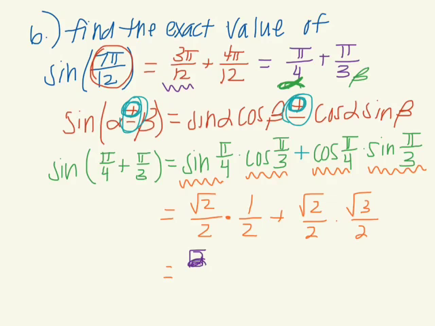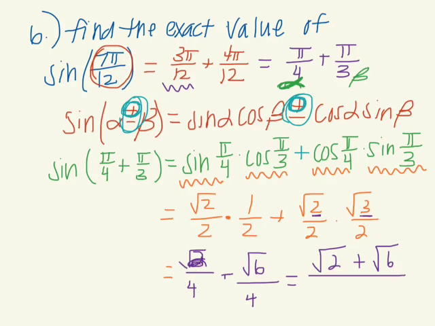Okay. So the square root of 2 over 4 plus, in the second set of fractions, you're going to multiply the 2 and the 3 together to give you radical 6, all divided by 4. So your final answer is the square root of 2 plus the square root of 6. Do not combine those to give you the square root of 8. They are not the same thing. All divided by 4. So there's your final answer.